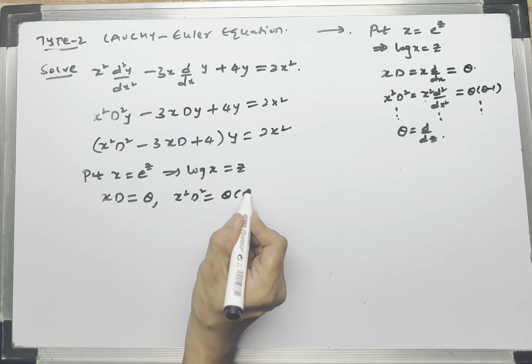Z is log x. E power z whole square, this is x square. So yp is log x whole square into x square. Therefore y is equal to yc plus yp. From here you will be having the same method that we have done in unit 3.